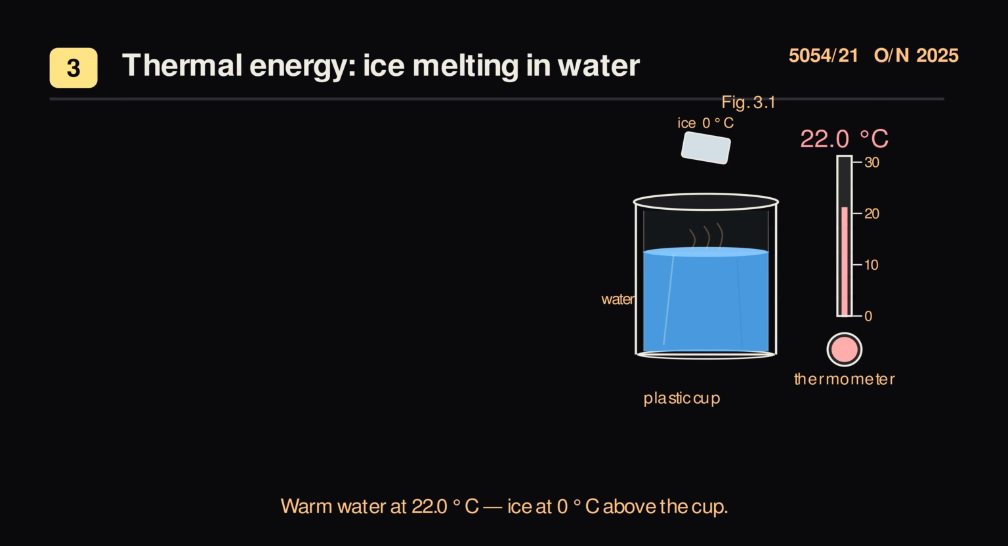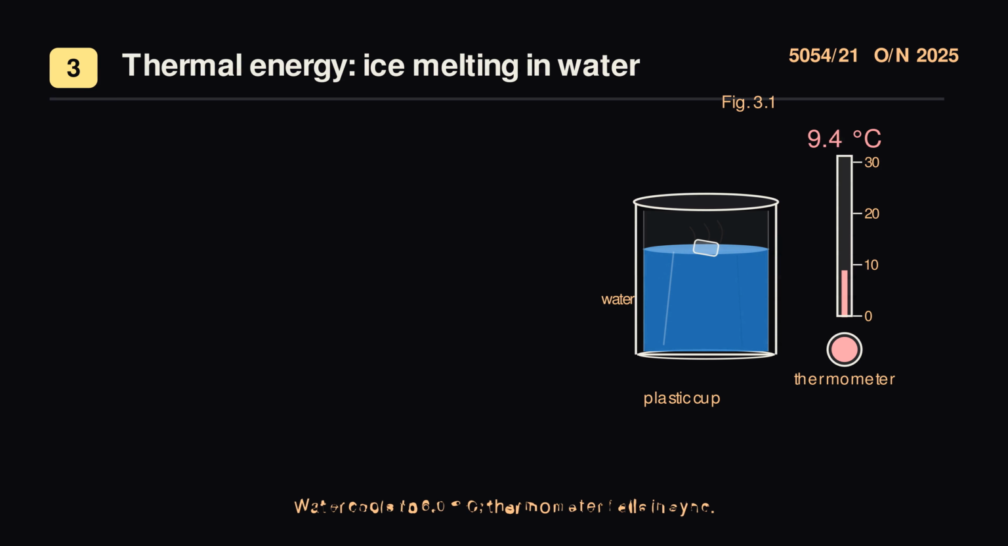Question 3. A plastic cup holds 0.24 kilograms of water at 22 degrees Celsius, as in Fig 3.1. A block of ice at 0 degrees sits above the cup, and the thermometer reads 22 degrees. The ice is dropped in. It splashes into the water. Thermal energy is conducted from the warmer water to the colder ice. The water cools to 6 degrees as the ice melts, and the thermometer falls in step.